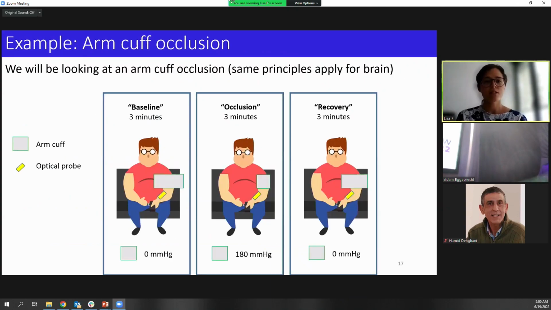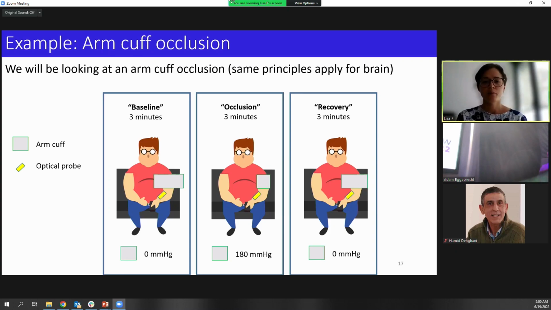So throughout this talk, I'll be referring to a data set that I took from an arm cuff occlusion protocol, and I included this data set just because it introduces really big changes in blood flow, and therefore I think it's a good example to show how DCS and the signal processing works. But obviously the same principles will apply for data taken in the brain.